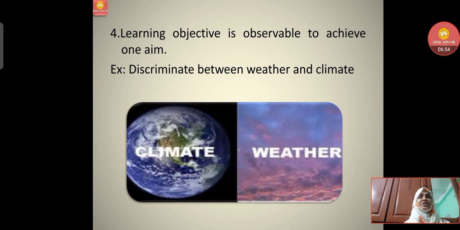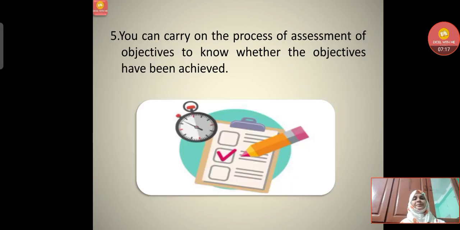A learning objective is observable, to achieve one aim. Just now we understood. For example, we can take discriminate between weather and climate. In class 6th, one small learning objective to be achieved by the teacher from the students could be to discriminate between weather and climate. That is a specified short objective. You can carry on the process of assessment of objectives to know whether the objectives have been achieved. That means different assessment processes will also be conducted to know whether these objectives are achieved or not.